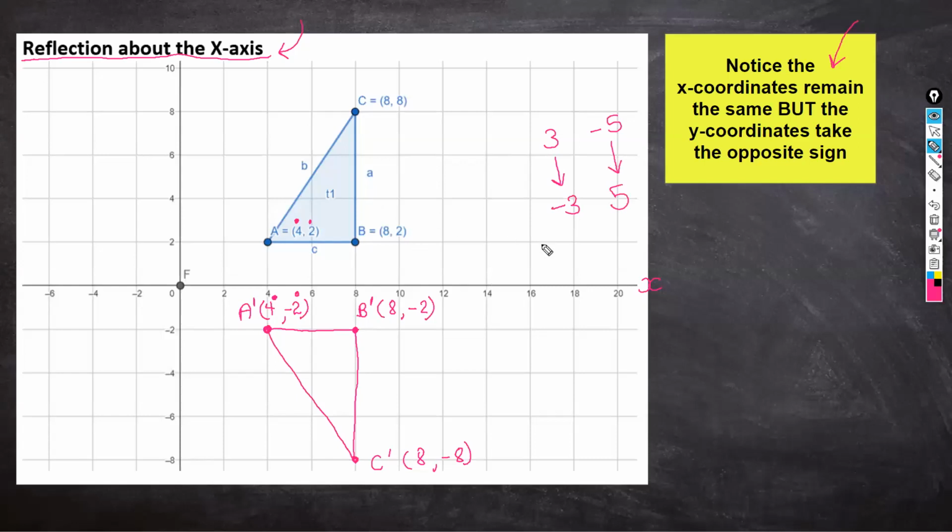All right, so here's the note I need you to take down. Take down reflection about the X-axis, and take down the yellow note. There's no need to draw the diagram or graph right now, unless you really want to, but you only have about a minute. And yes, whenever you're doing these questions, you can certainly pretend the X-axis is a mirror.